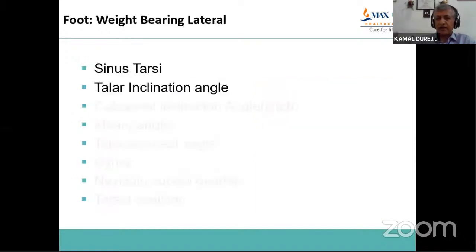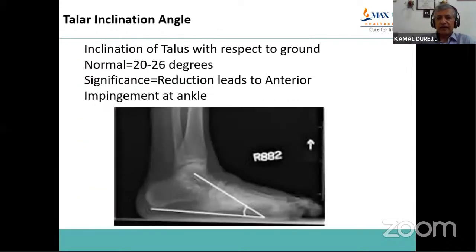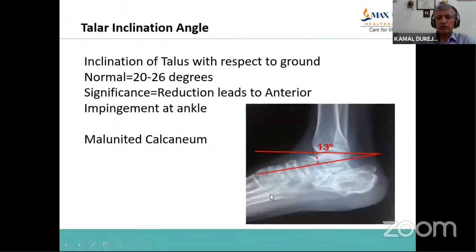Another important thing, the talar inclination angle on the weight bearing. This is very important to give you an indication whether you are handling an ankle impingement or a malunited calcaneus, in which the talar inclination reduces from the normal of 20 to 26 degrees. So this is how you get an idea about the range of motion and the impingement happening at the ankle, by knowing your talar inclination.